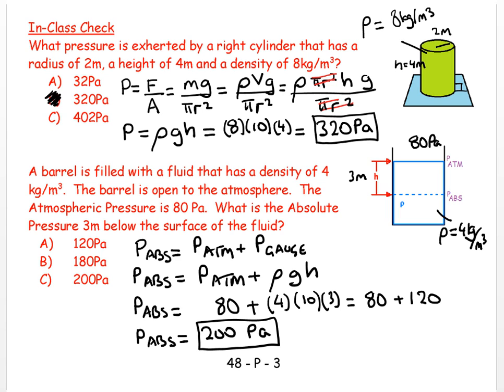Now, I could have asked you for the gauge pressure, even though I gave you the atmospheric pressure, and then you'd have had to just ignore the atmospheric pressure. So there's various ways I can rearrange this question so that it's interesting.